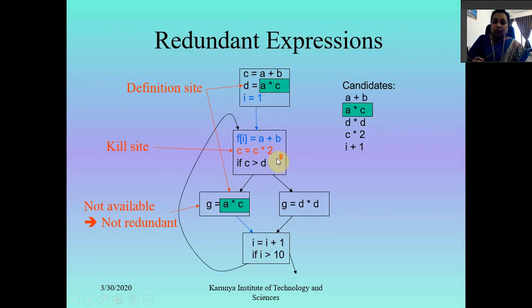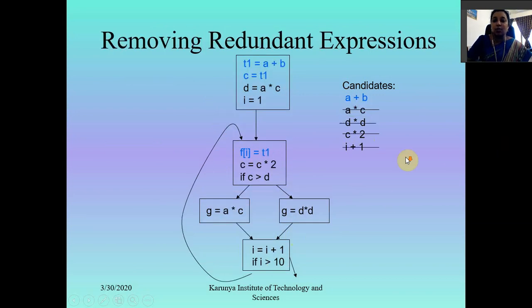What about D star D? D star D is only here. So it doesn't have any common sub-expression. C star 2 is also here alone. What about I plus 1? I plus 1 occurs only once. So the redundant expression was A plus B. All others, the candidates were ruled out. The options of finding common sub-expressions were ruled out because they were not there.